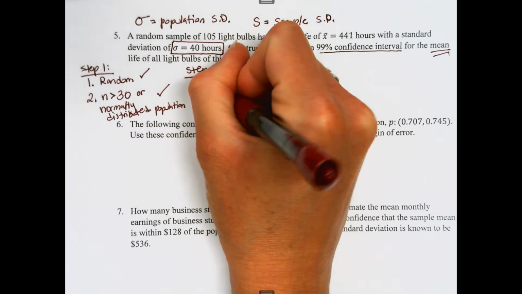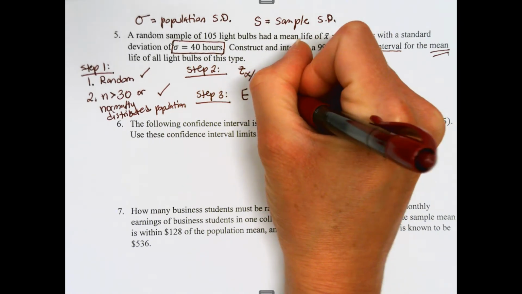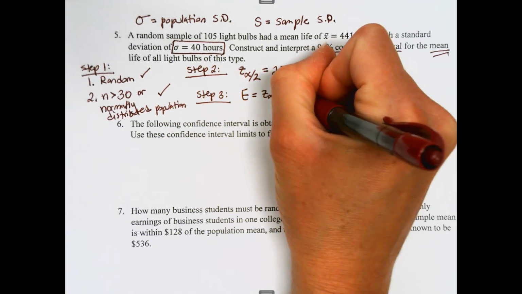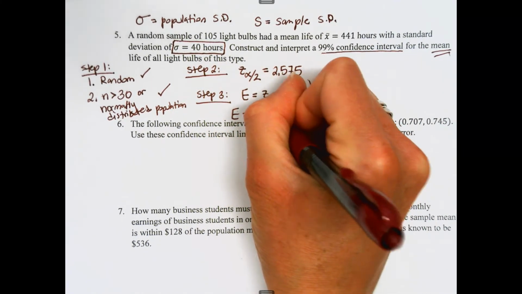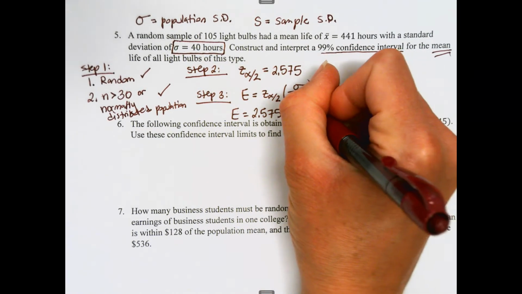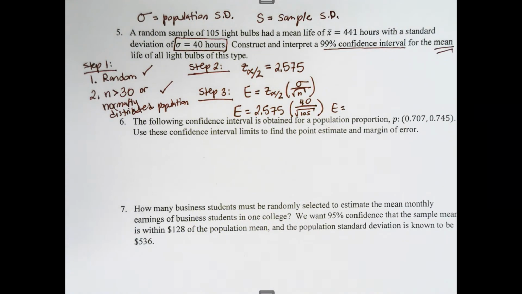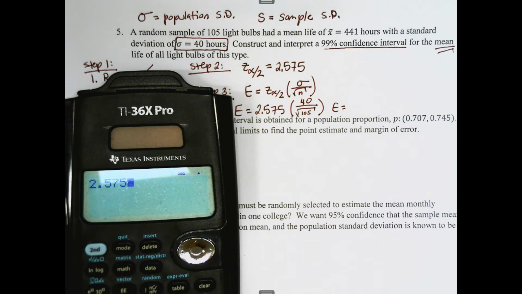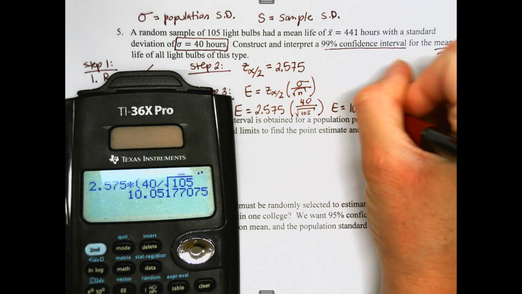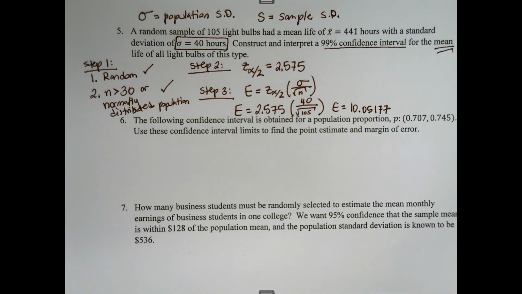Step 3 is to calculate our margin of error. Our margin of error here is going to be our critical value times our standard deviation divided by the square root of n. Our critical value was 2.575. Multiply that by 40 over the square root of 105, and we get that E value: 2.575 times 40 divided by the square root of 105 leaves us with approximately 10.05177. And from there, we can build our interval.